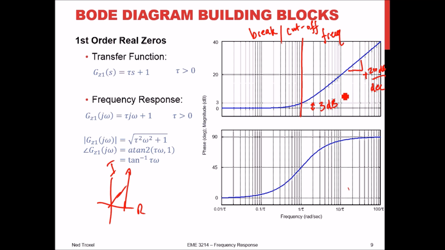And same thing for the phase. We start at 0, go to 90, and we hit 45 in the middle, because that's going to be this point exactly here where the real and the imaginary parts are equal.